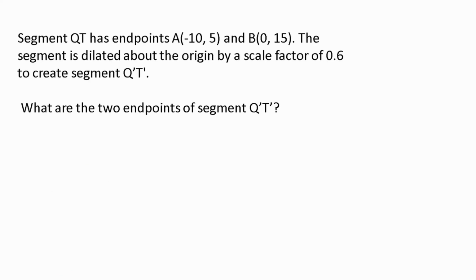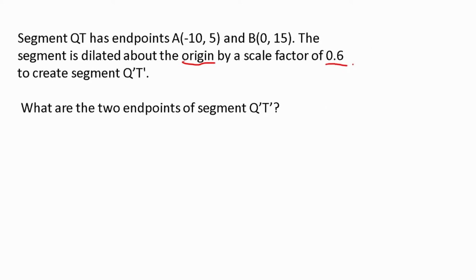Next up, it says segment QT has the endpoints (-10, 5) and (0, 15). The segment is dilated about the origin by a scale factor of 0.6 to create the segment Q'T'. What are the two endpoints of segment Q'T'? So this is super easy because it says it's dilated about the origin. Our rule for this one is we just take our original points and multiply them by our scale factor.